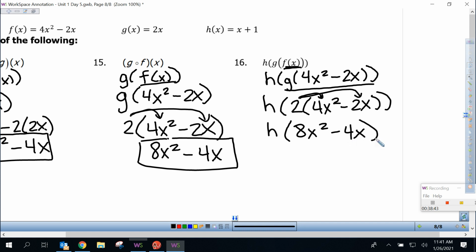Last step, go to h's equation and replace the x with 8x squared minus 4x. So that would be 8x squared minus 4x, and then put the plus 1. Is that simplest form? Yes, there's nothing left to simplify.